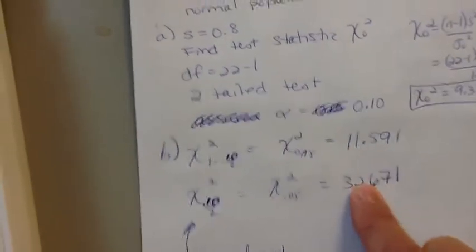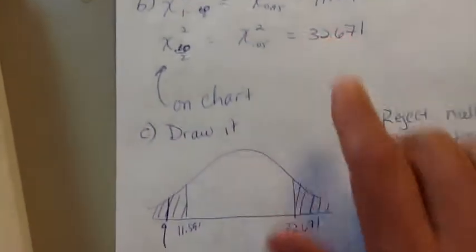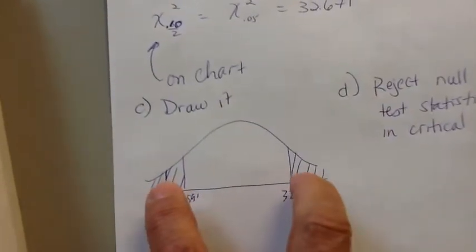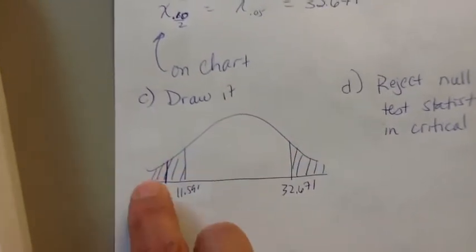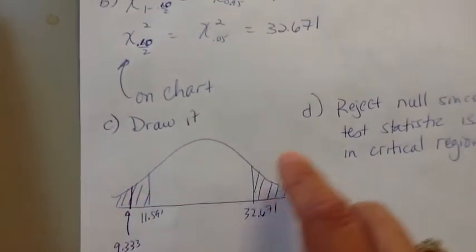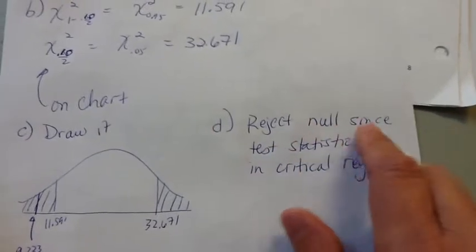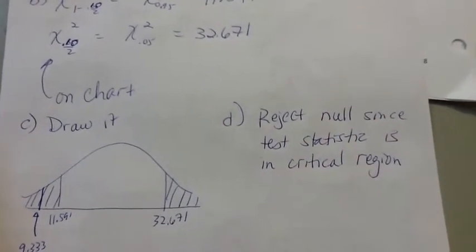And now what I have here are these values. And then I draw it. That means my test statistic has to be in one of these critical regions. 9.3 happens to be in this critical region, so our conclusion is that we're going to reject the null because the test statistic is in the critical region.